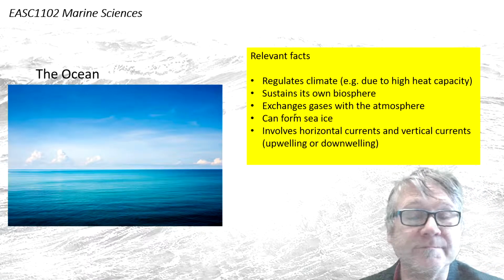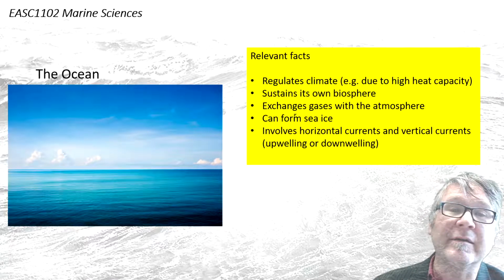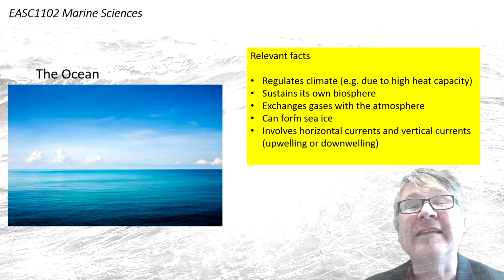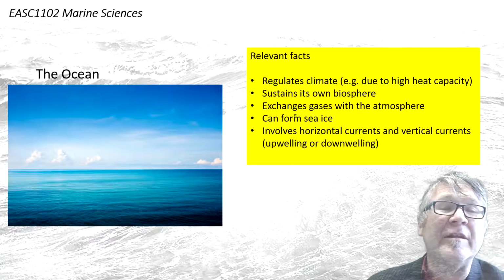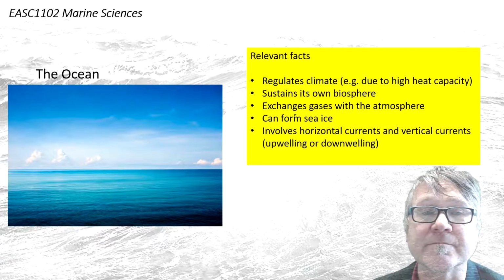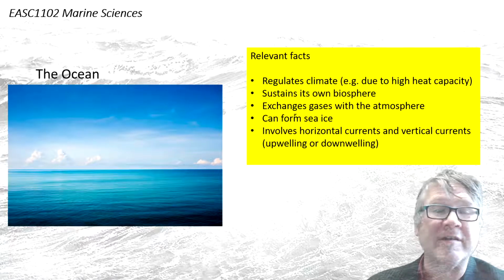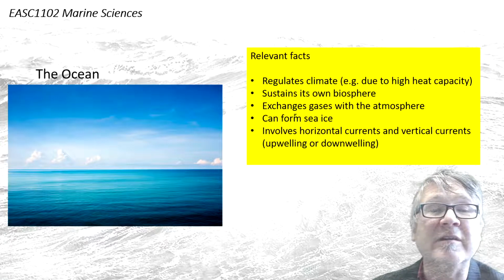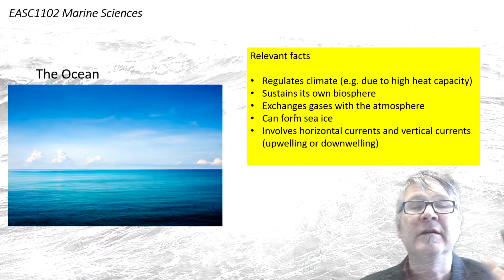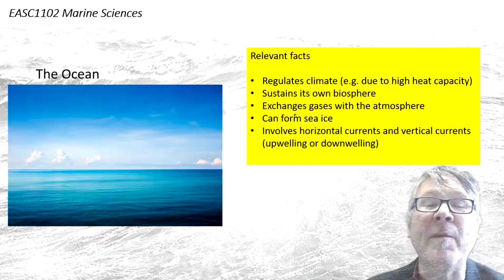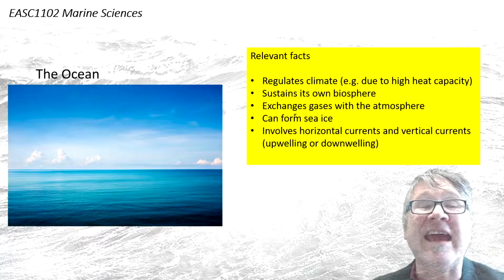A little bit more on the ocean. Okay, so the ocean regulates climate due to its high heat capacity. What heat capacity means is the temperature change associated with the uptake of energy. And the ocean can take up large amounts of energy without changing temperature that much. Okay? For example, the oceans have taken up more than 97% of all the excess energy coming from the global warming due to greenhouse gas emissions. Most of the energy associated with that has actually ended up in the ocean.